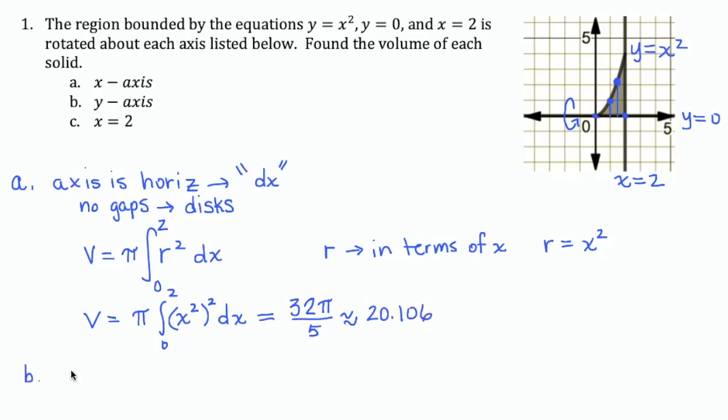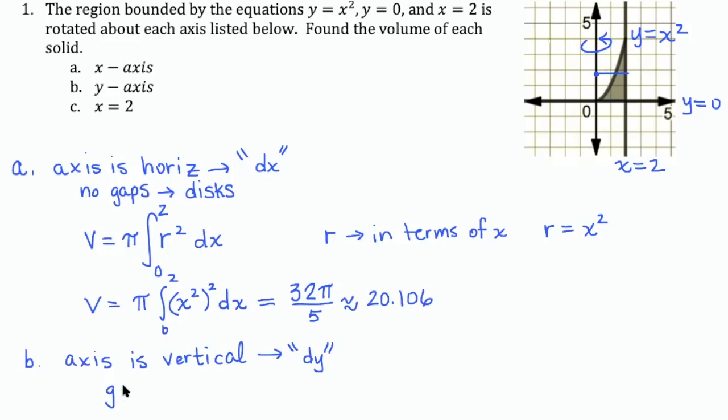Part B says, what if our axis is the y-axis? Well, the y-axis is, of course, vertical. If our axis of revolution is vertical, we need a dy type integral, an integral where y is the variable. And now I'm thinking about rotating it this way. So I'm going to go from my axis of revolution all the way to my shaded area. And you can see, there's a portion that's not shaded. In other words, there's a gap.